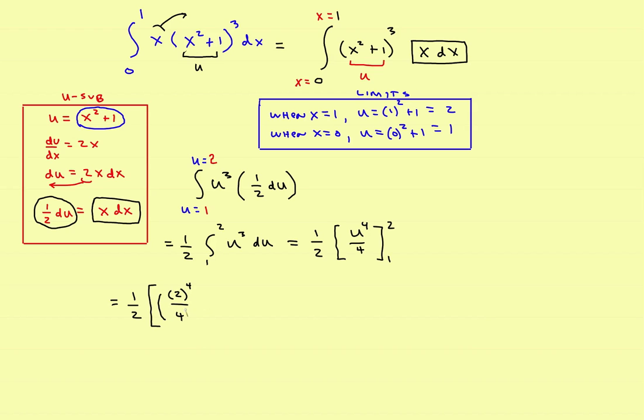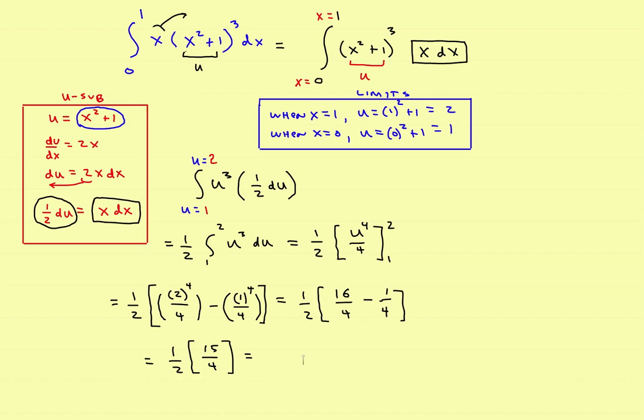And then that's at the top limit, minus, now evaluated at the bottom limit, 1 to the 4th divided by 4. So plug in the top number, plug in the bottom number. And what that's going to give you is 1/2. This will become 16/4, since 2 to the 4th is 16, over 4, minus this will be 1/4. And what that's going to be would be 1/2 of, now 16/4 minus 1/4 would be 15/4.